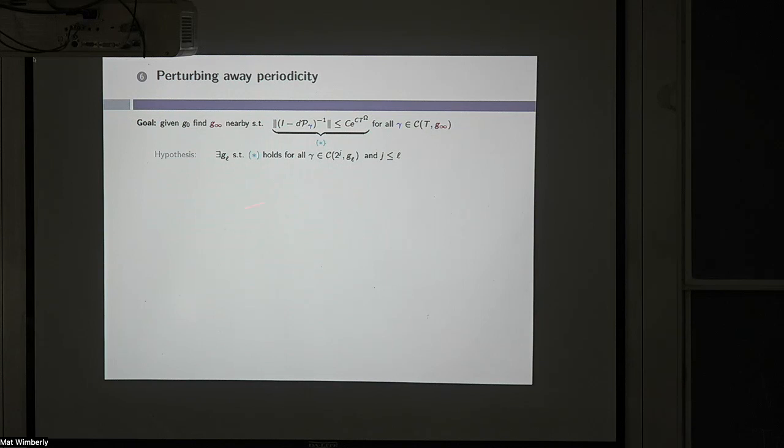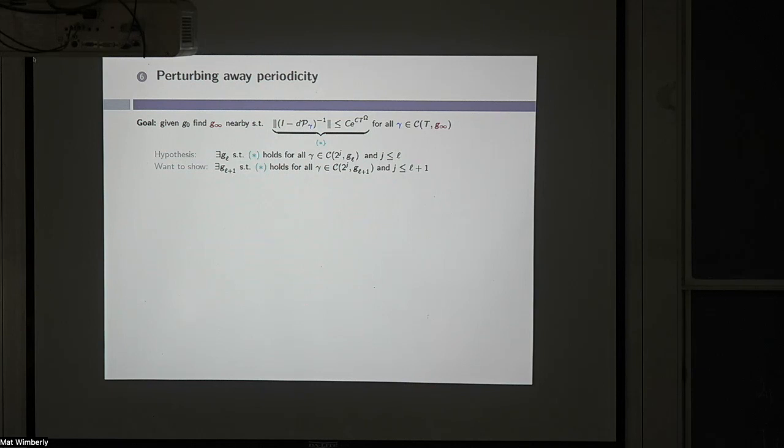And suppose you were able to arrange for a metric that's a perturbation of your original one, such that this one holds. So then what you want to do is to find the next metric, the next perturbation, perturb it a little bit, to get GL plus 1, such that this one now holds, but now for all closed geodesics of length 2 to the J, where you're allowing J to go all the way up to L plus 1 now.